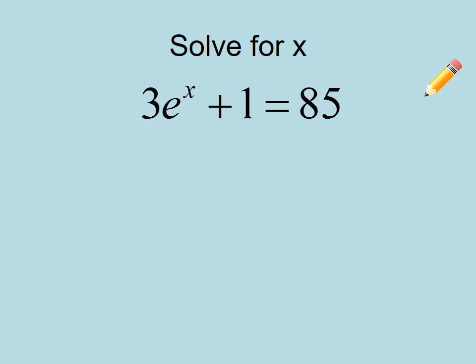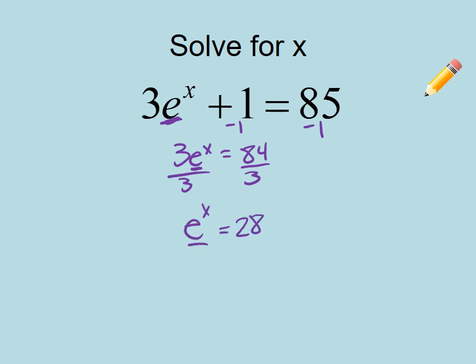Let's take a look at another one. Isolate the base. I need to subtract 1 first. I need to divide by 3 next. Now that the base is isolated, I can convert to logarithmic form. E becomes ln, the exponent becomes the answer, what's remaining becomes your main value. This is not an exponent, this is a main value.